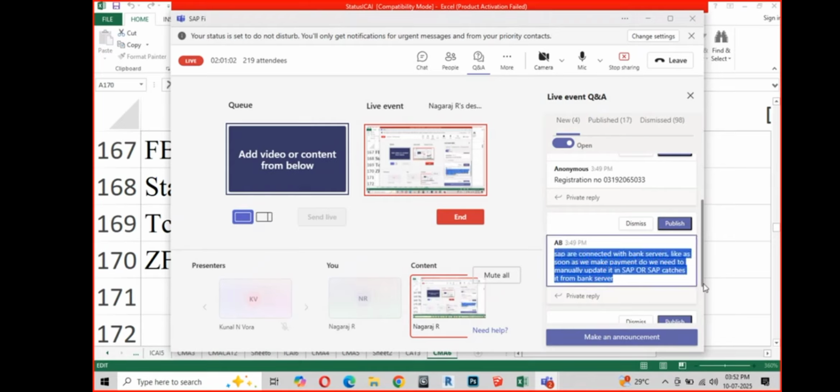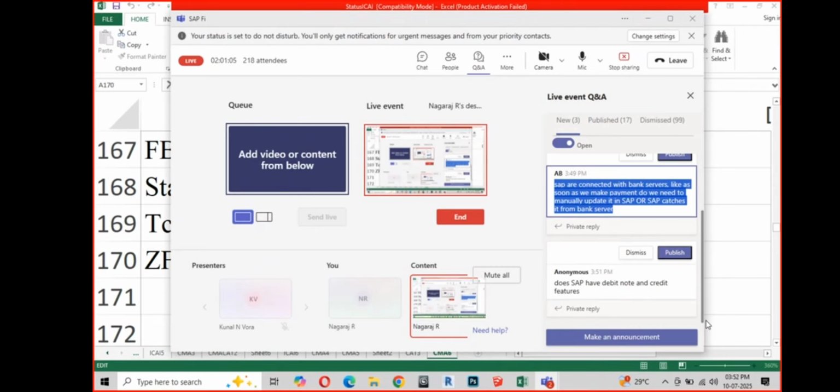Yes, it does have debit note and credit note features, credit memos. We discussed this, right? What is a debit memo? Debit memo is nothing but an invoice. Okay. All right.